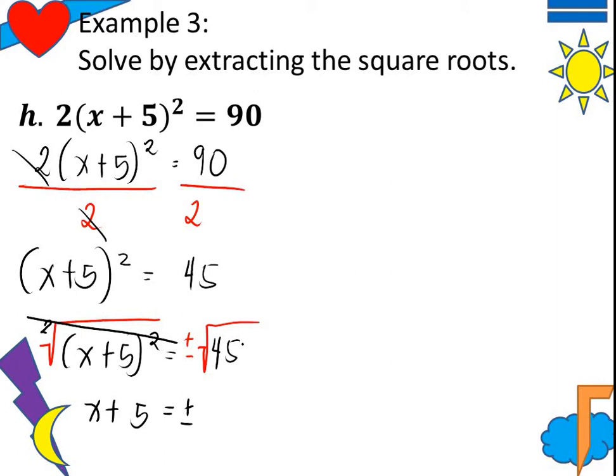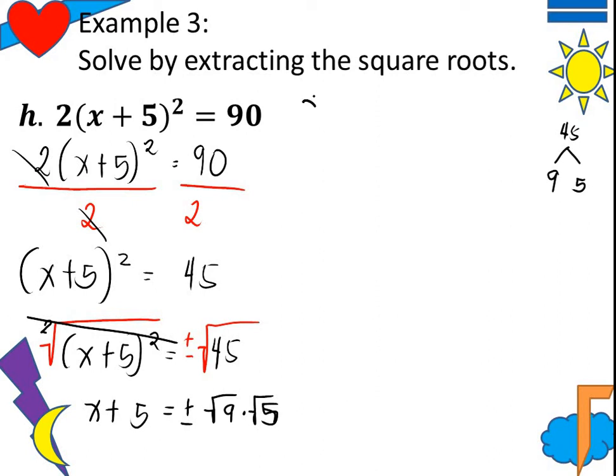Take note, 45 is not a perfect square, so we will do prime factorization. So kailangan mo na isang perfect square at isang non-perfect square. So that is 9. So 45 divided by 9 is 5. A perfect square here is 9 and non-perfect square here is 5. So we have here square root of 9 times square root of 5.